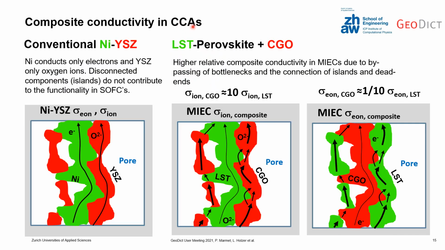For the ceramic composite anodes, the composite conductivity is an additional important parameter. In the conventional nickel YSZ anode, you have electron transport only in the nickel phase and ion transport only in the YSZ phase. In the LST ZHAW system, this is different because both are mixed ionic electronic conductors. That means they conduct ions and electrons both, at least to some extent. And this means that bottlenecks and islands are less restrictive for the conductivity than in the nickel YSZ system, where islands are simply dead.